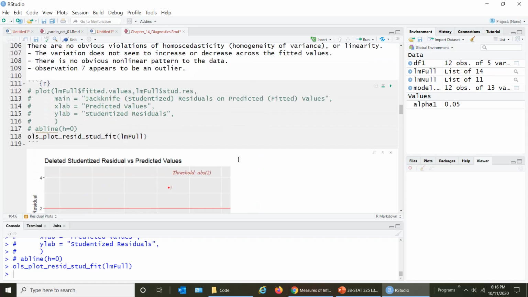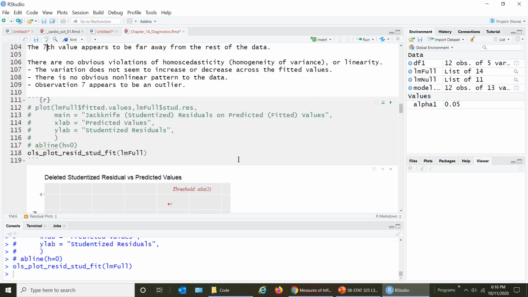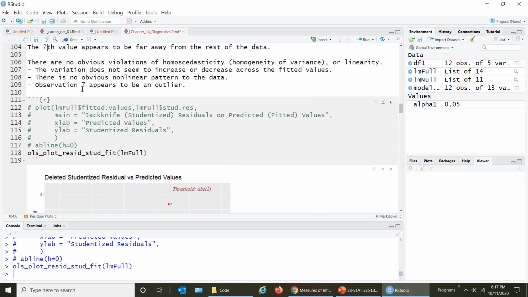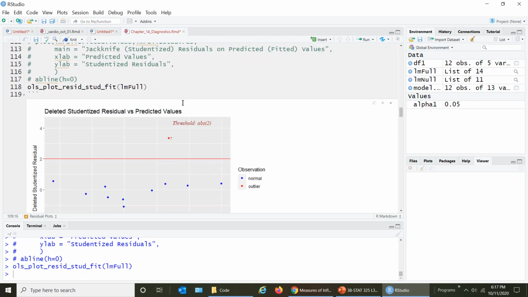Okay, so that's the first plot that we look at. And we have identified a potential outlier, but that really wasn't the purpose of looking at this chart right now. It was to evaluate homoscedasticity and linearity. Now, I need to change this. Yeah, that was 7. Okay.